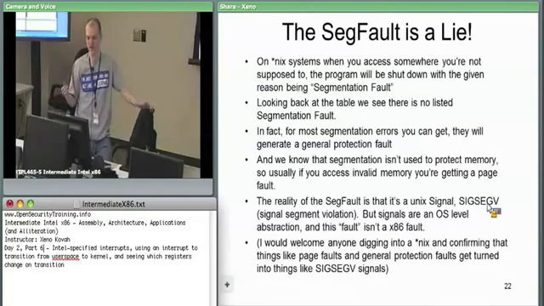SIGSEGV is actually just a signal that kernel space sends down to user space, and user space may or may not handle it. Just like Windows has structured exception handling, where the kernel can say, look, something bad just happened with your process. Here's what happened. Can you do anything about that? Do you have any handlers registered? Unix does that. Windows does that. In Unix's case, it's called signaling.